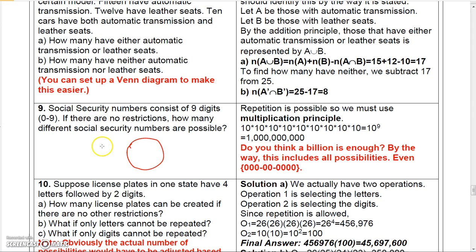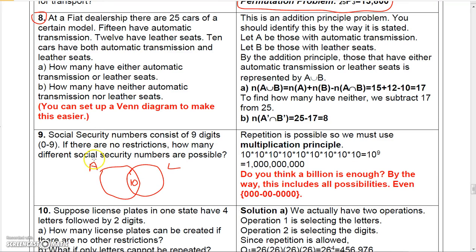So here is automatic transmission. How about A for that? How about L for leather seats? And we know in the middle, we've got 10 cars that have both. So there's 10 in here. Now remember, there's 15 in this circle, 15 automatic transmission, and there's how many? 12 have leather seats, so there's 12 here.